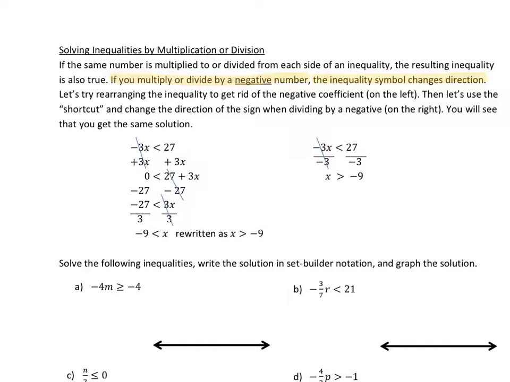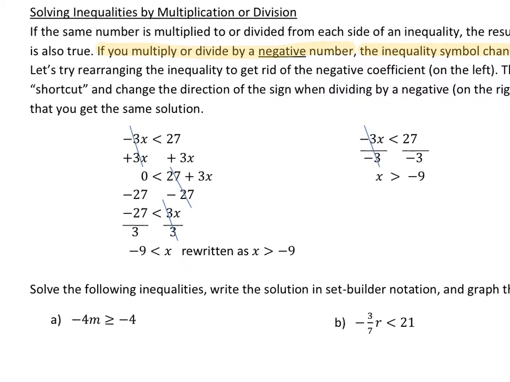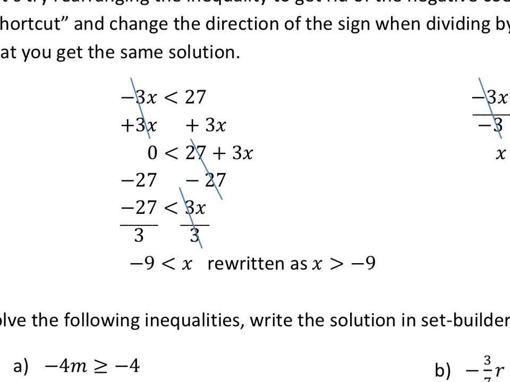Let me go ahead and try and prove that to you. So if you look at this example here, let's say I wanted to rearrange it so I didn't have to multiply or divide by a negative. Well, first thing I could do is add 3x to both sides. Well, negative 3x and 3x add to be 0 is less than 27 plus 3x. And let me move our number over by subtracting 27.